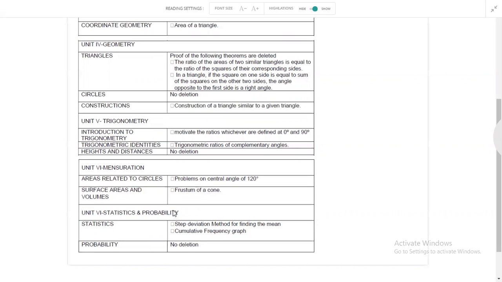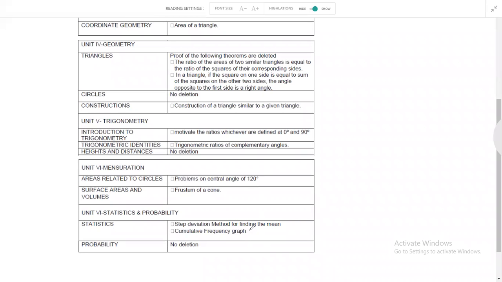Now, the next unit is statistics and probability. In statistics, one particular method of finding the mean, which is the step deviation method, is not coming for the examination. Then cumulative frequency graph or ogives, that means construction of less than ogive, construction of greater than ogive, and the median from that. That particular thing will not be coming for the examination.